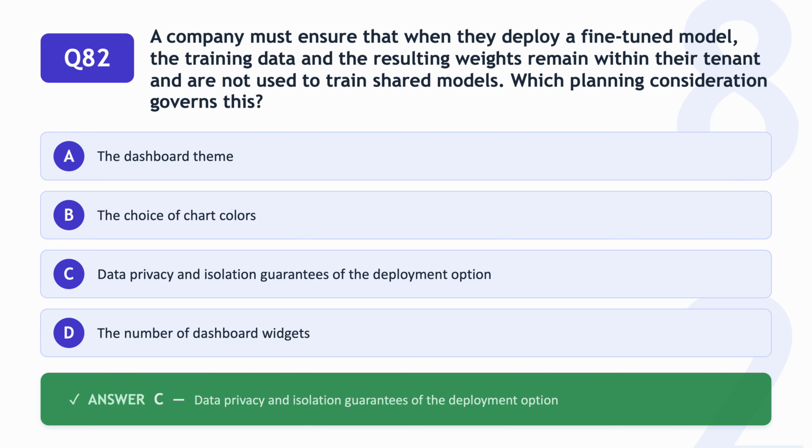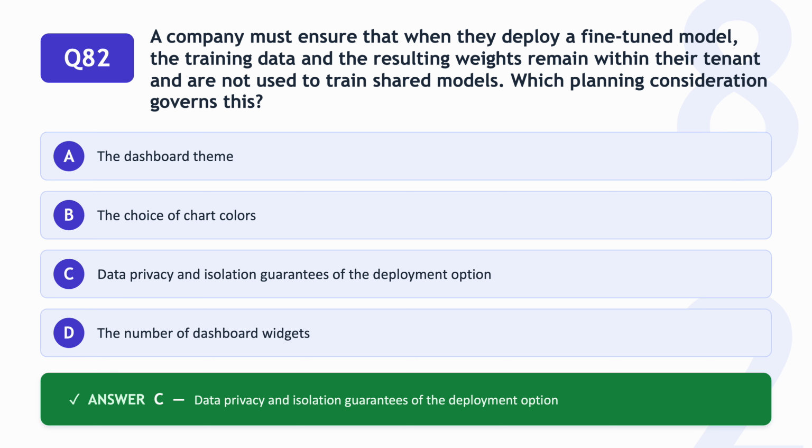Correct answer: C. Data privacy and isolation guarantees of the deployment option. Why C is correct? The key requirements are: training data remains within the customer's tenant, fine-tuned model weights remain under the customer's control, data is not used to train shared foundation models, strong privacy and isolation guarantees.